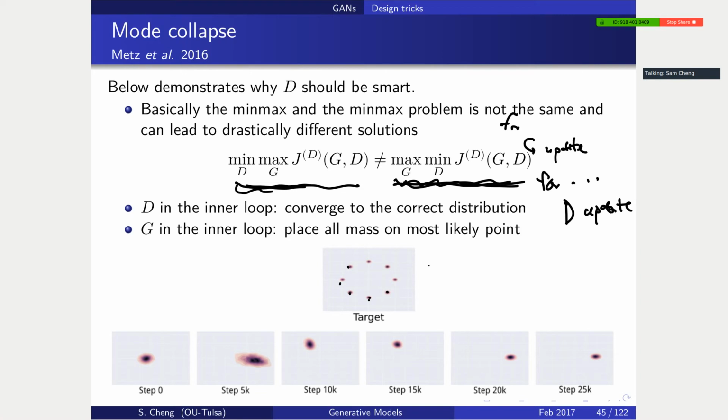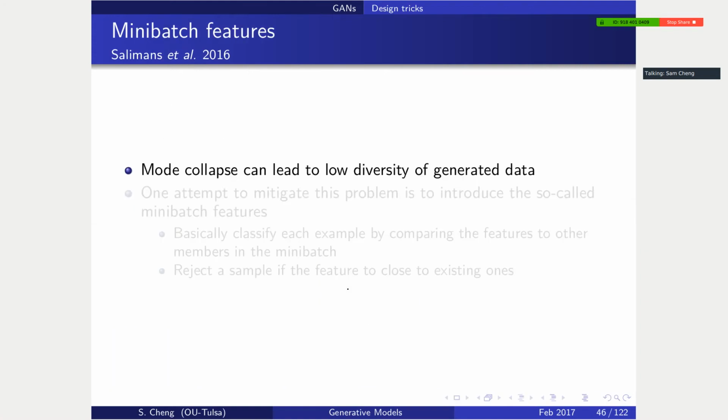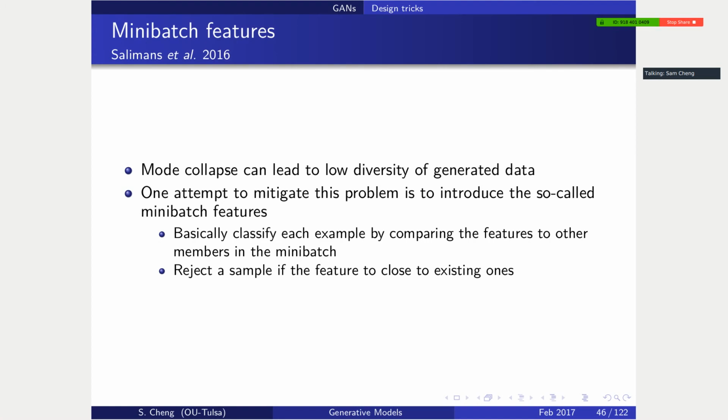And if I put G in the inner loop and train it, or if we just iteratively do G and D updates, we'll have a result like this. The first step is like that, and this goes from 5,000 steps to 25,000 steps. So it eventually converges, but it only converges to one of the modes of the target distribution. This problem is known as mode collapse.